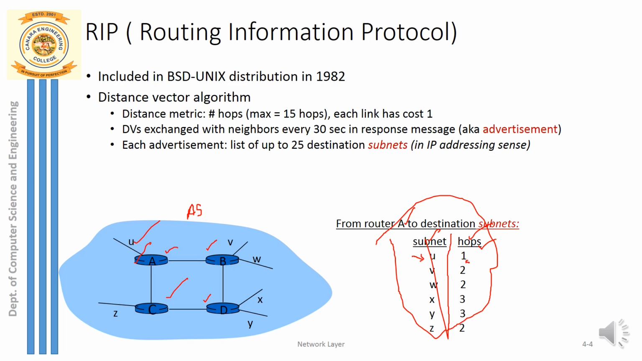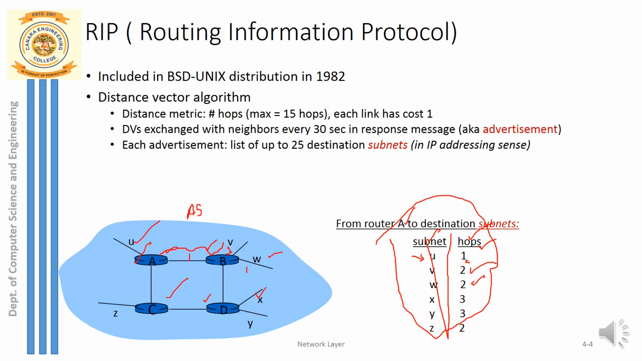Next, subnet V. From router A to the subnet V, how many hops? A to B is 1 hop and B to V is 1 more hop. So 1 plus 1 is equal to 2, total 2 hops to reach the subnet V. Similarly, the subnet W is reachable from A via B through 2 hops, 2 hops again.